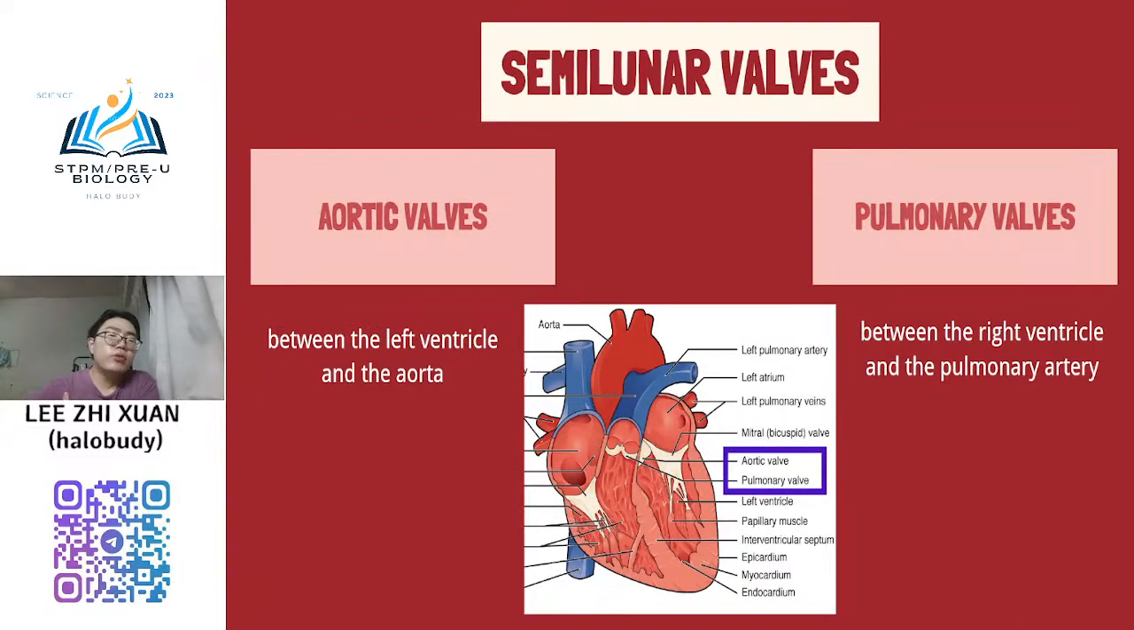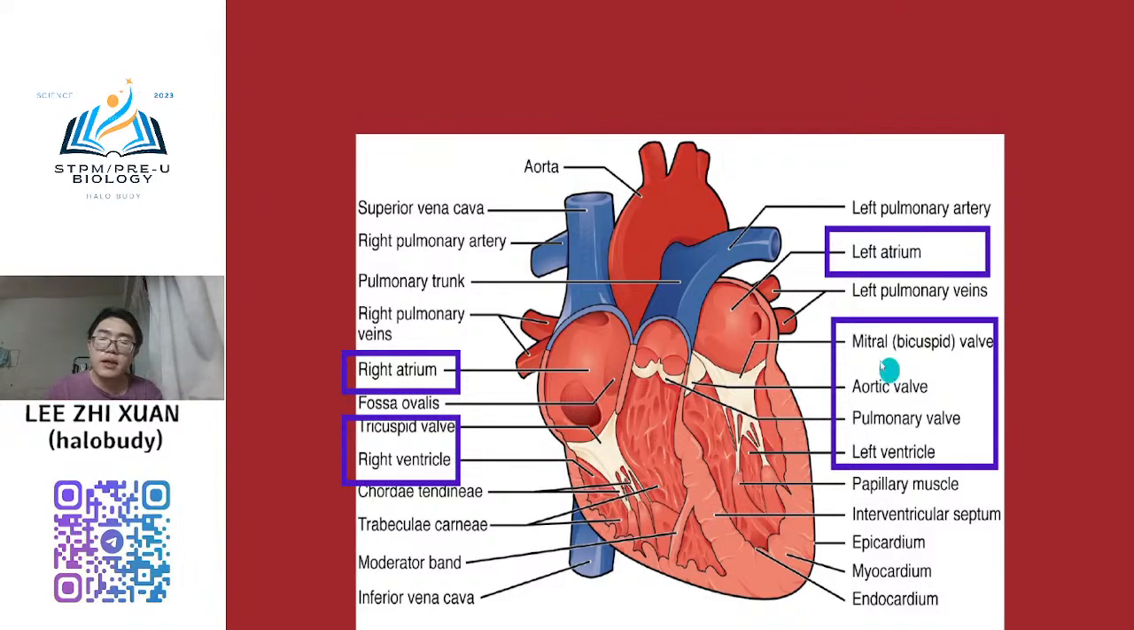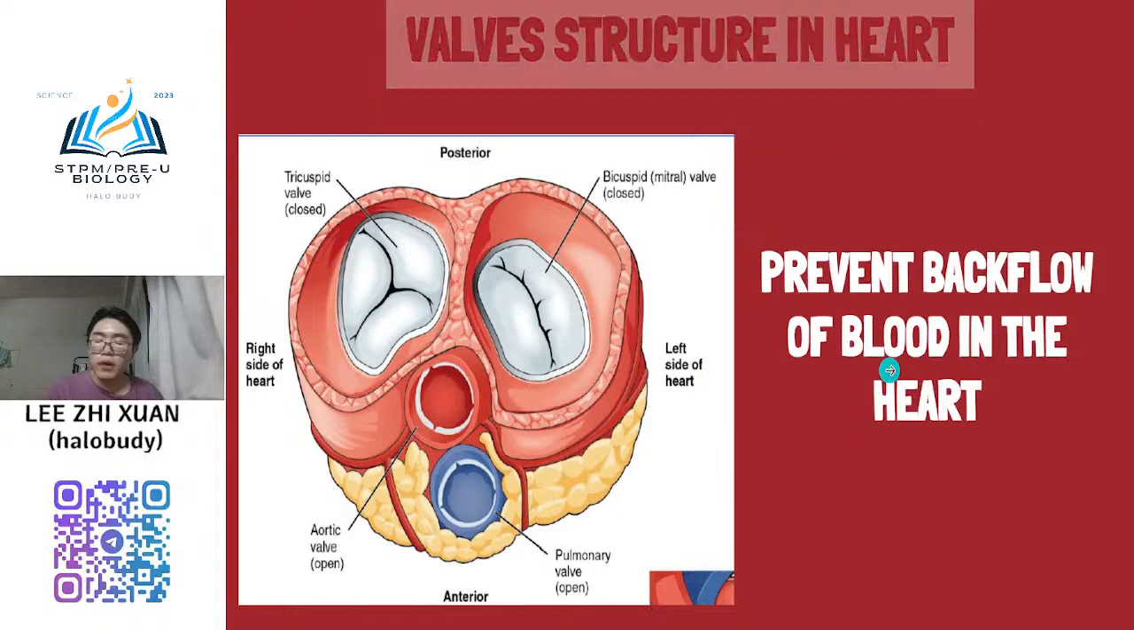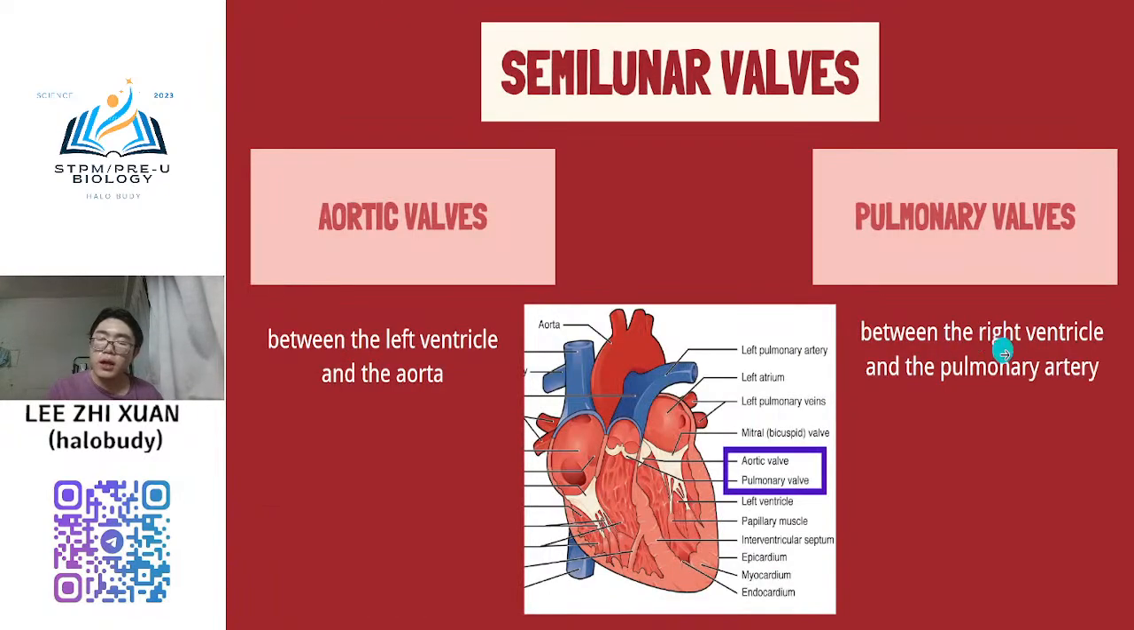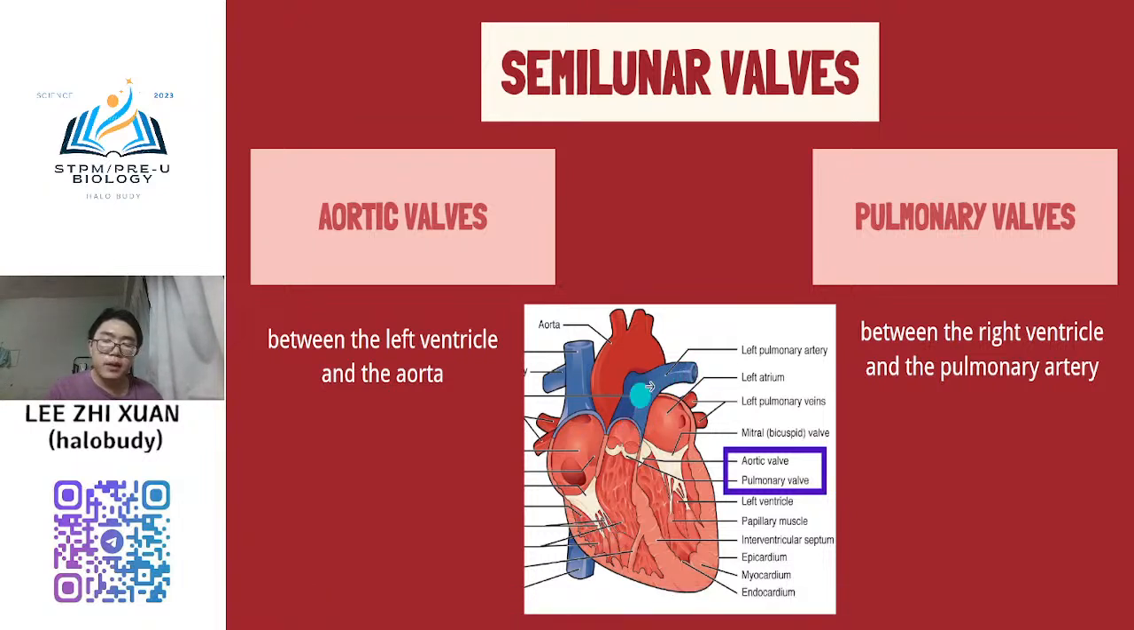Okay, this one is about the semilunar valve. I already mentioned there are two types of semilunar valve, aortic valve and pulmonary valve. The aortic valve is between the left ventricle and the aorta, if you still remember, this is our aorta. And then the pulmonary valve is the valve between the right ventricle and the pulmonary artery here.